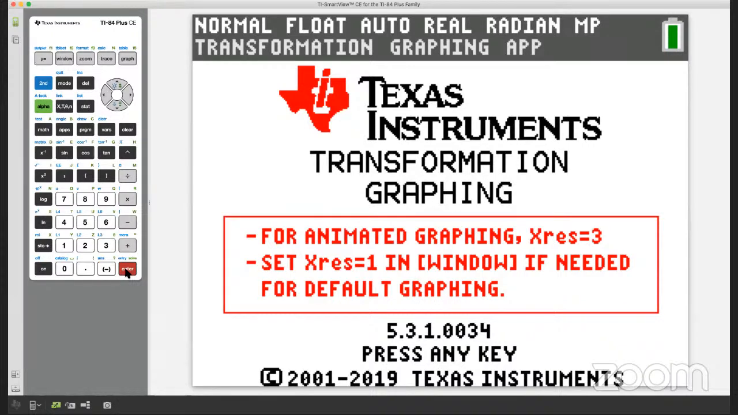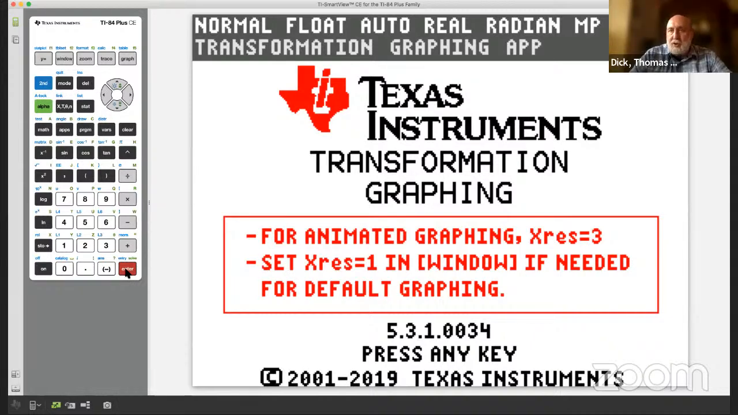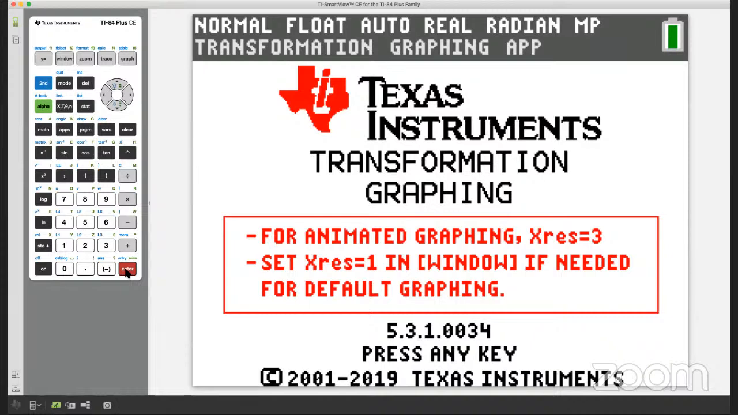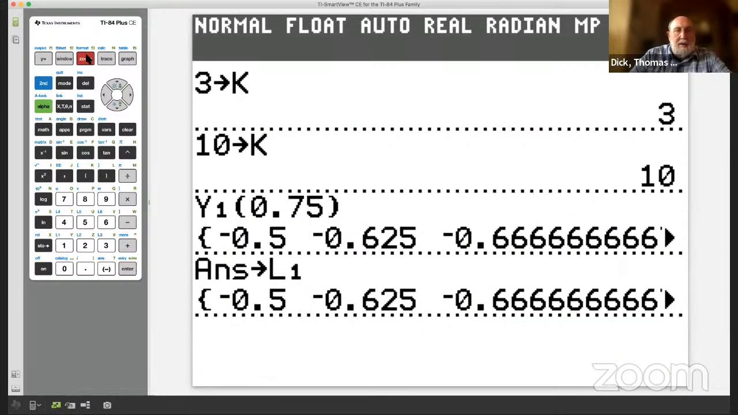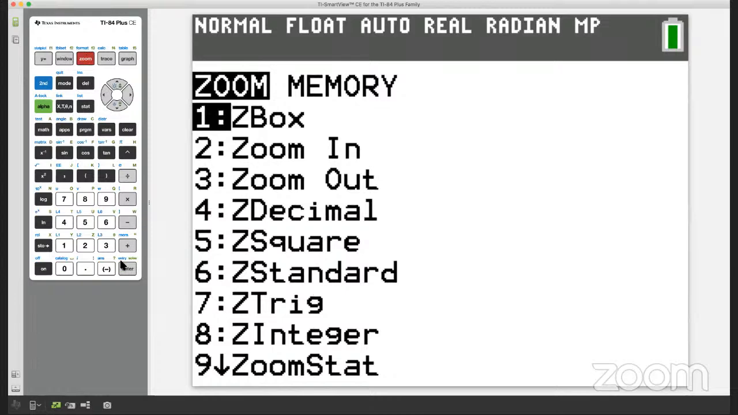Now, I don't remember what your window settings were. I think it was just the standard decimal window, Zoom decimal window. Okay, so hit Zoom decimal then. Zoom, yeah, hit it again. There you go, Zoom 4.